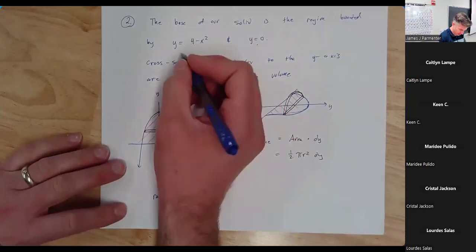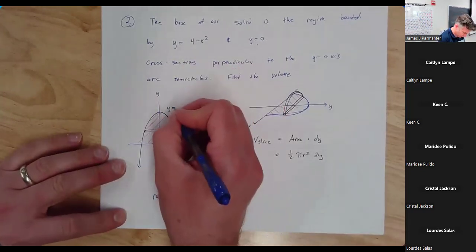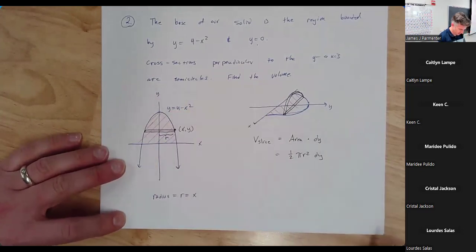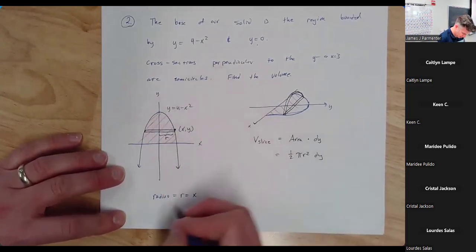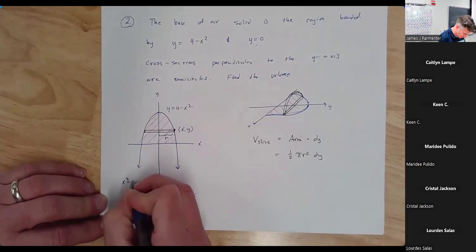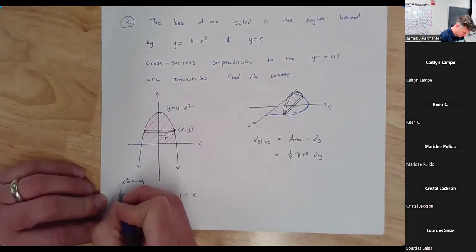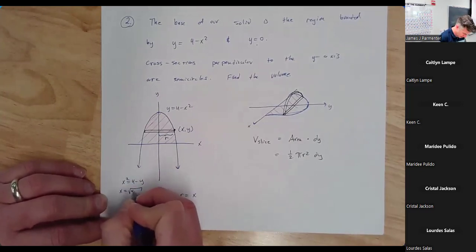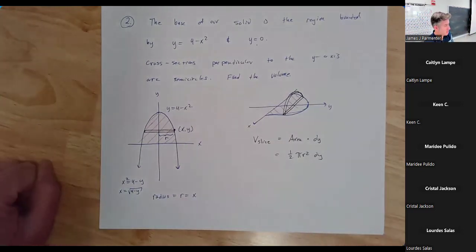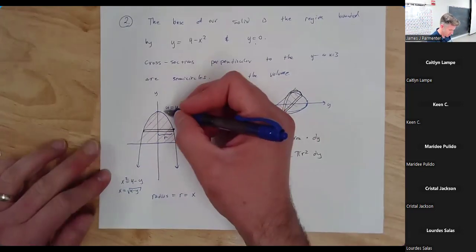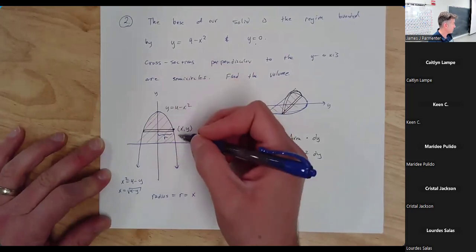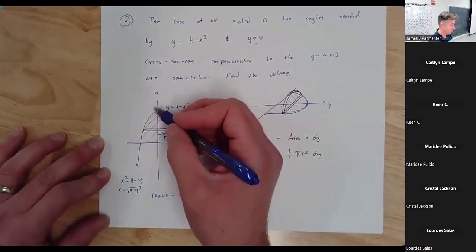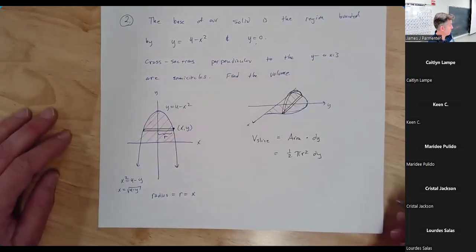Well, my equation is y equal to 4 minus x squared. So if I solve for x, I'm going to get x squared equal to 4 minus y, x equal to the square root of 4 minus y. Technically, it's plus or minus the square root of 4 minus y, but since I'm on the right side, it's the positive square root of 4 minus y. If we had to be on the left side, it'd be the negative square root of 4 minus y.